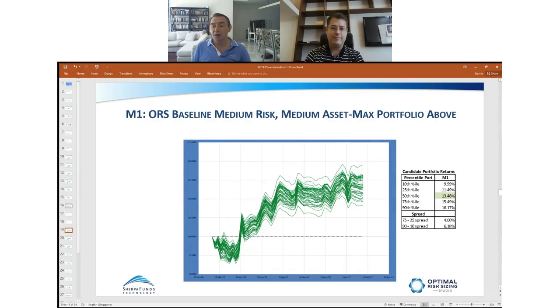So we go back to our base portfolio, which we'll call M1, right? Which is the medium risk and the medium asset max, meaning the most size deviation to the benchmark weights for the equity guys that you can have. Basically, how big a position can you have in any given asset? And we've been through this graph: the 50th percentile of realized returns gives you 13.5, and a spread of about 4 between the 75th and 25th.